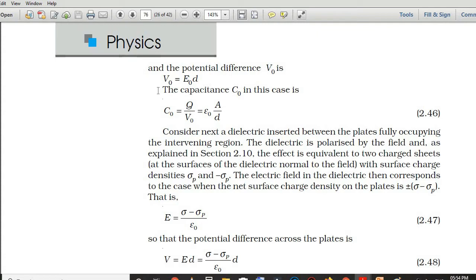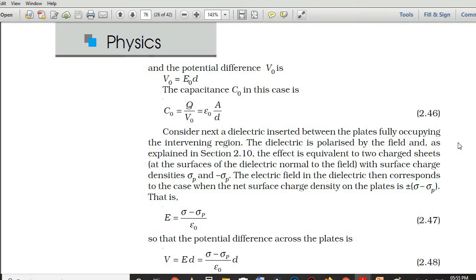So we shall write the equations. Last time we wrote V is equal to E into D. Here V0 is equal to E0 into D, if there is no dielectric medium present. Similarly, for the capacitance, we already studied C is equal to Q by V, but here we are going to write C0 is equal to Q by V0, and that is epsilon 0 A divided by D.